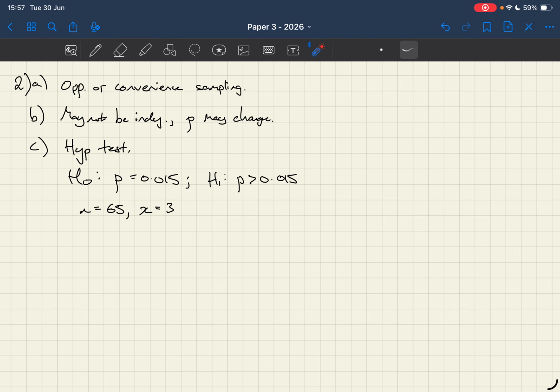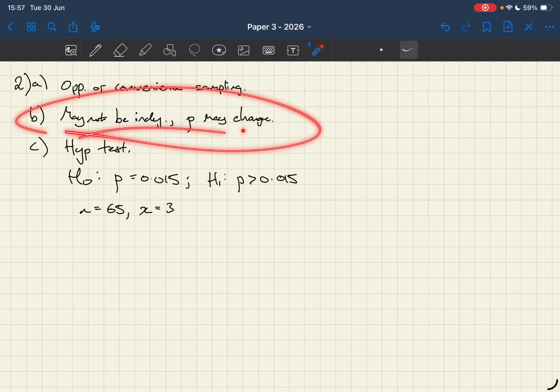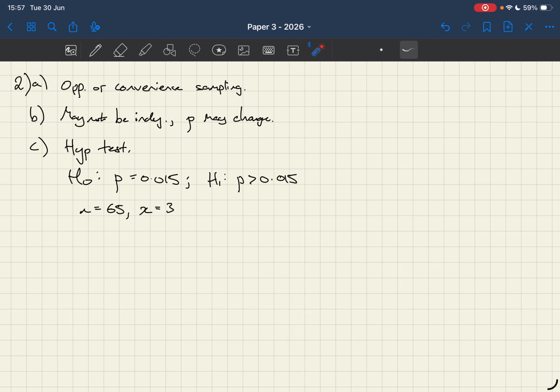Something about now we have a binomial hypothesis going on. So things about the assumptions you need for binomial, or why this is not going to work for something. The trials might not be independent, and the probability might change as well. You've got some machine, I'm guessing, making parts, and the probability of a part being faulty might change over time.